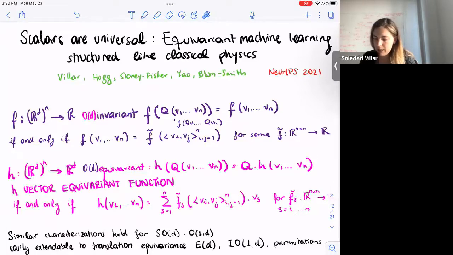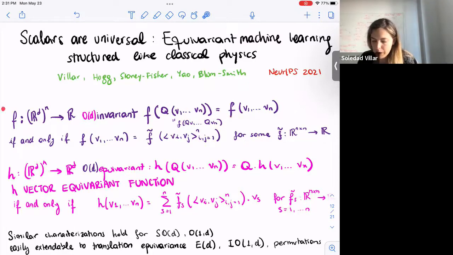Say that we have n vectors in R^D. These are our inputs, for instance, the particle simulation that I showed you earlier. And then we want to learn a function that takes these n vectors in R^D and outputs a scalar in R. And this function is O(D) invariant, meaning that if I apply a rotation to my input vectors, so every vector is rotated by the same rotation, then the output doesn't change, right?